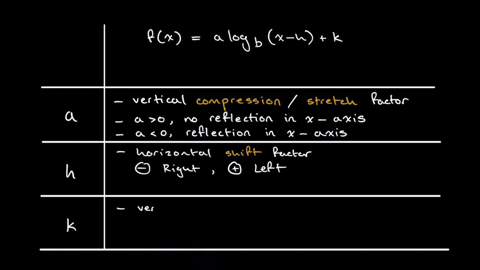And finally, we have k, which is the vertical shift factor, and it determines whether the function moves up or down. And this one, since it's outside of the function, doesn't have sort of that opposite effect to it. So when it's negative, the function gets shifted down, but when it's positive, it gets shifted up.